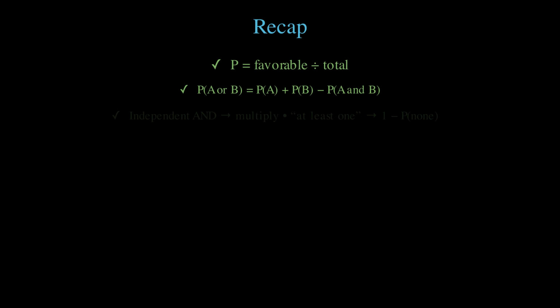Recap. First, probability is favorable over total, always between 0 and 1. Second, for overlapping events, add probabilities and subtract the intersection. Third, multiply for independent and use 1 minus probability of none for at least 1. Keep complements in your back pocket whenever at least or none appears in the wording.